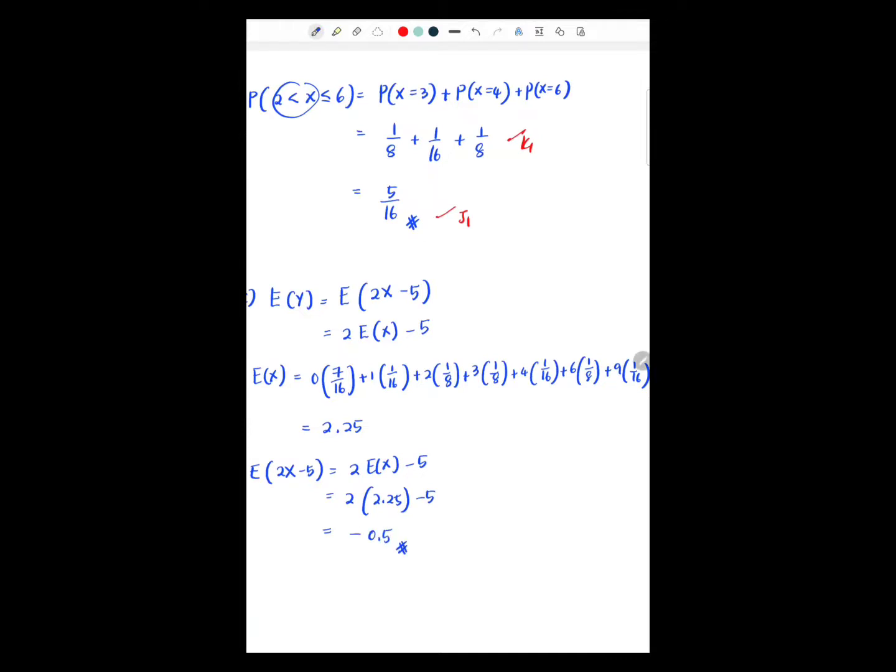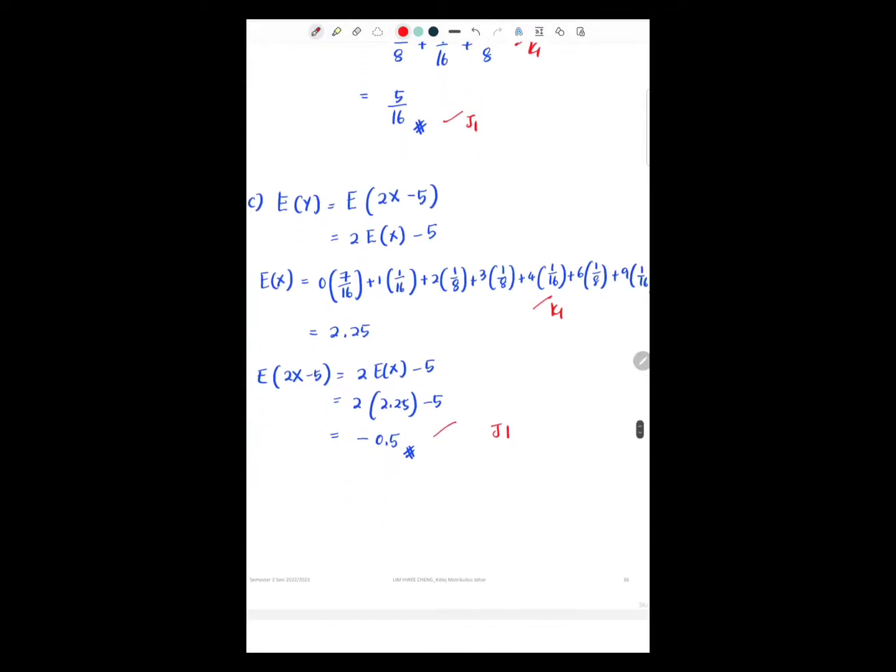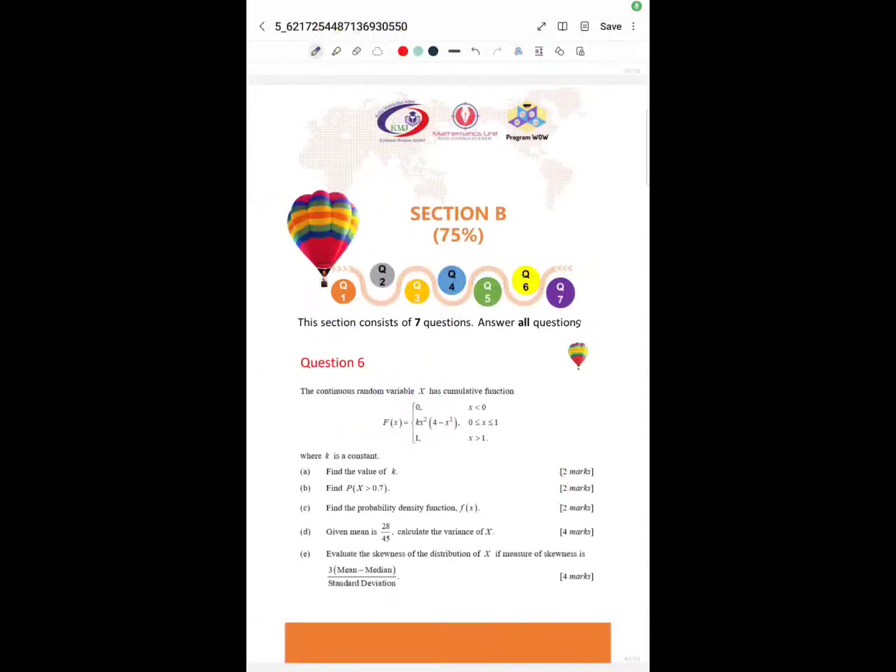Right? So again to look at the marks. The marks will be given here is K1. Okay, and then substitute key in into E 2x minus 5. The final answer J1. Right. And then total marks will be 7. 7 marks for question number 5. Right, now we move to question number 6.